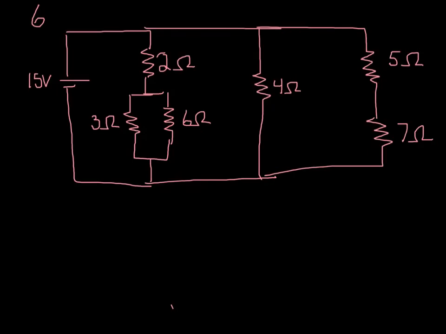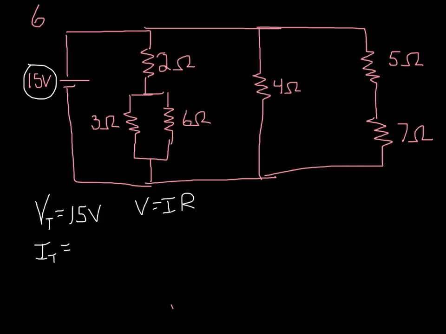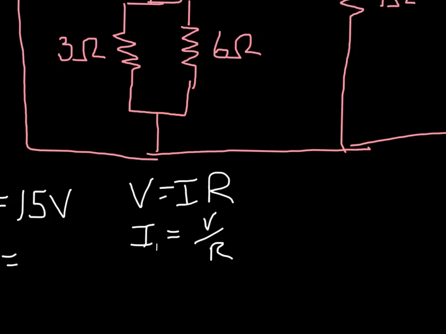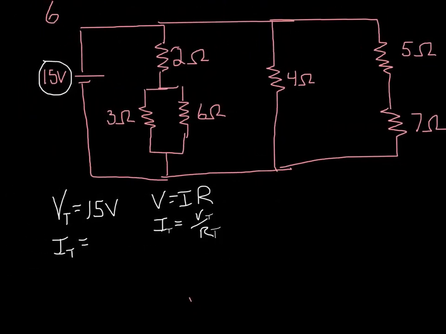So when we're analyzing a circuit, we've got to start out with simplifying everything down to our total voltage, current, and resistance. Looking at this, we are given 15 volts at the power source. That's our VT, so VT equals 15 volts. Now, in order to get the total current, our IT, we know that V equals IR, and so I equals V over R. In this case, it's IT equals VT over RT. And we can do that with any of the components.